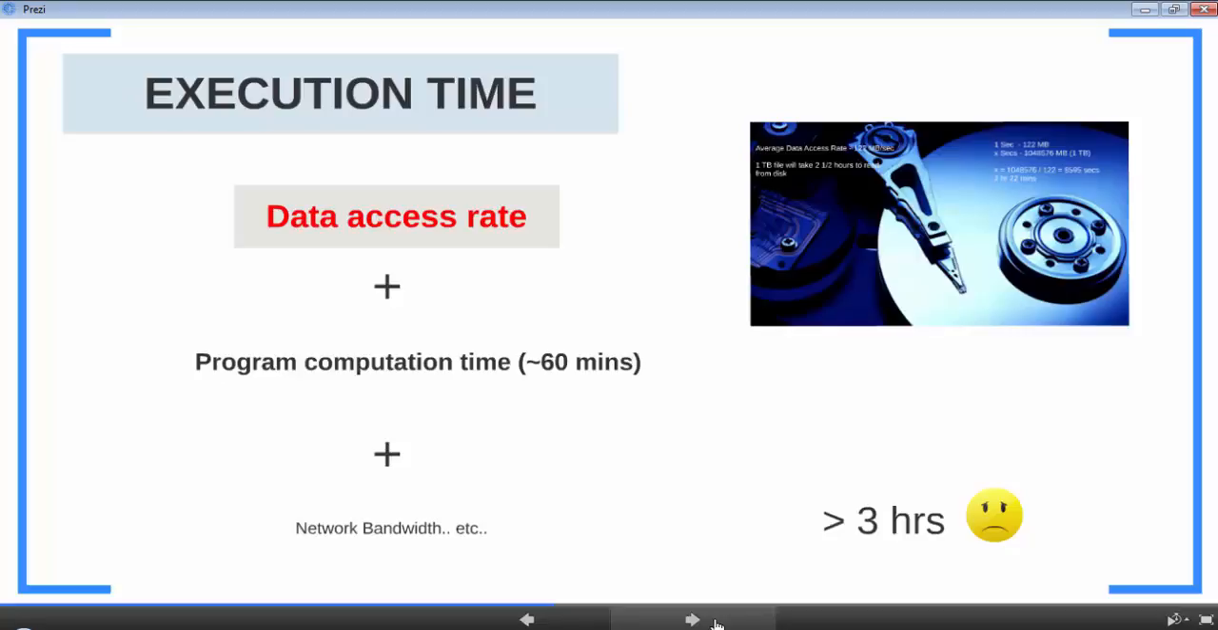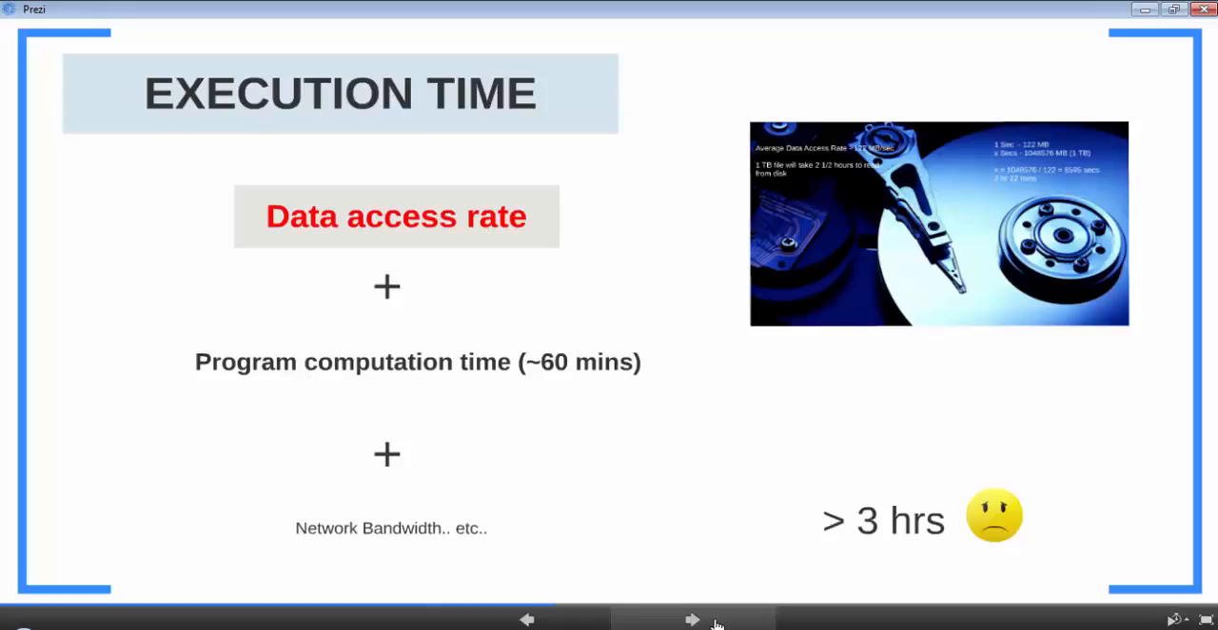Majority of the time you spend in calculating the result set will be attributed to two tasks. First is transferring the data from storage or hard disk drive, which is about 2.5 hours. And the second task is the computation time, right? That is the time to perform the actual calculation by your program. Let's say it's going to take about 60 minutes. It could be more or it could be less.